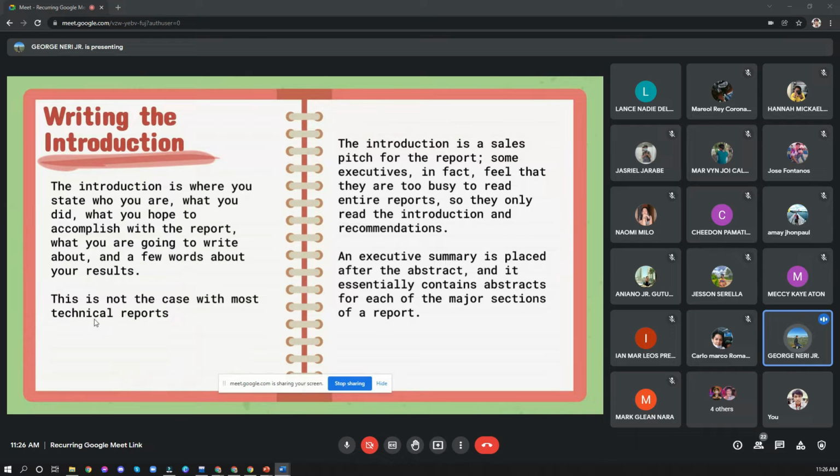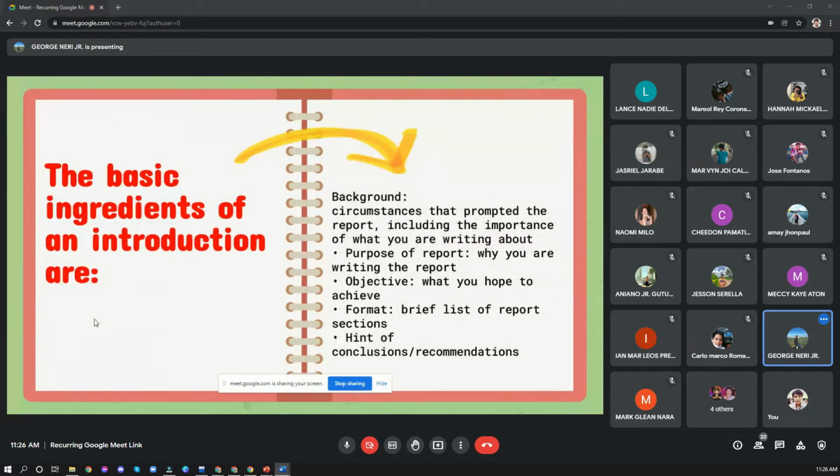An executive summary is placed after the abstract, and it essentially contains an abstract for each of the major sections of a report. The basic ingredients of an introduction are background. So the first is background: circumstances that prompted the report, including the importance of what you are writing about.